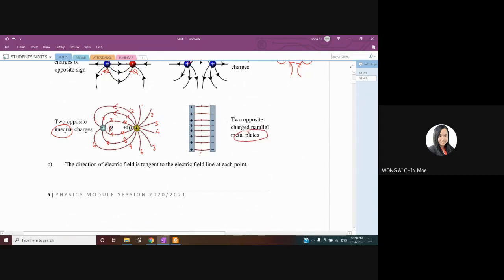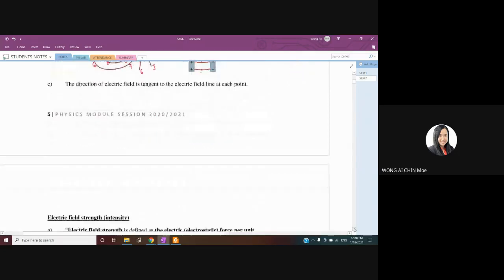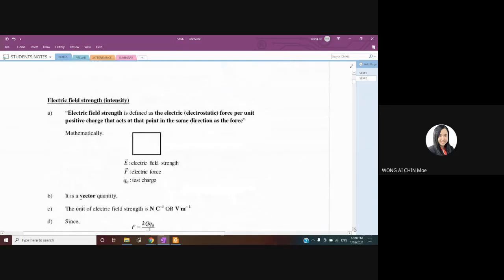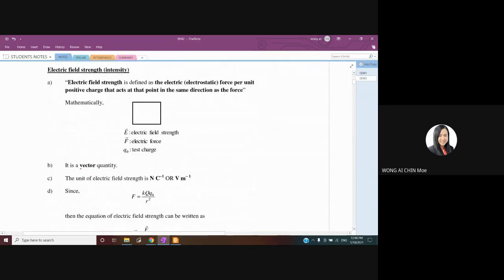For parallel plates, you will have parallel lines, where your lines go from the positive plate to the negative plate. Positive plate comes out, enters the negative plate. The direction of the electric field is tangent to the electric field line at each point. So you must be able to draw or sketch the electric field lines, if in an exam they ask you to draw.